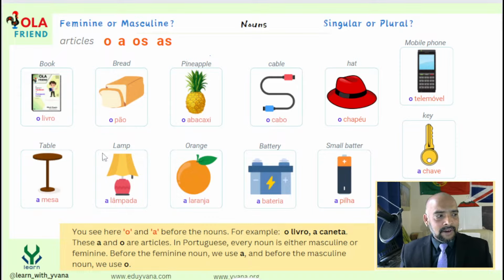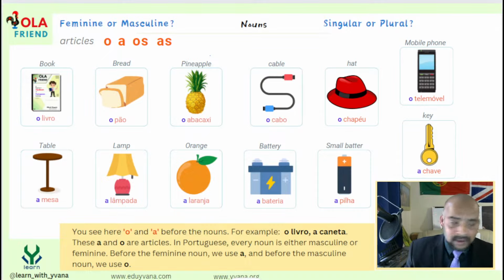Okay, so here I have made it ready for you so that every noun has an article. So if you see the articles like this before the noun, it is easy for you to identify whether they are masculine or feminine, right? For example, o livro. So remember, livro is a masculine noun. O pão. So remember, pão means bread, is a masculine noun.